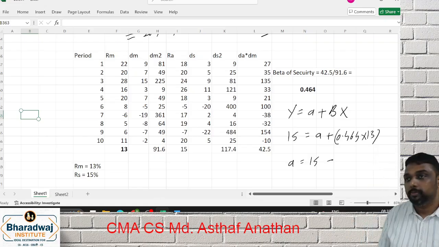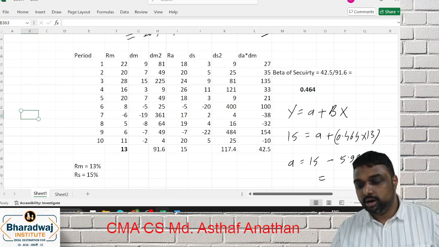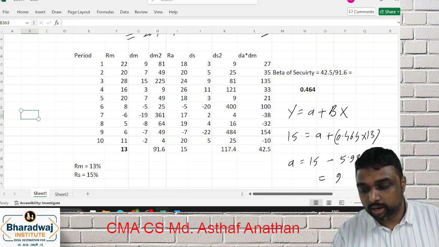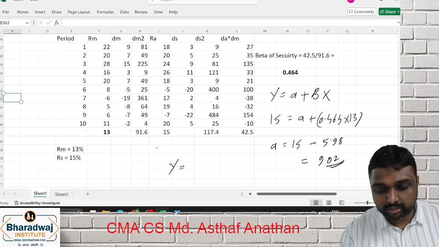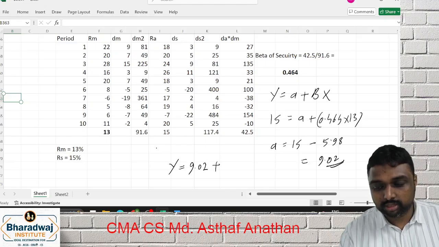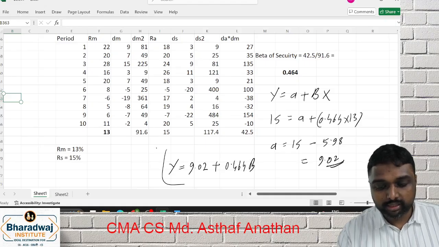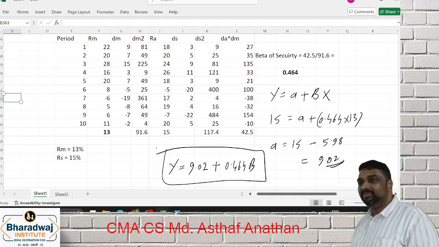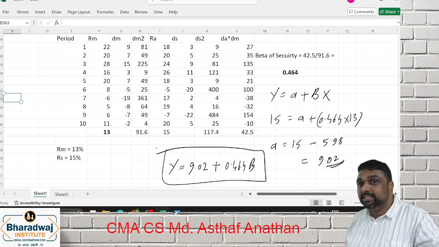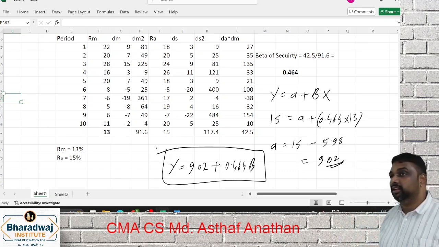What will you get? 5.98, so you get the A factor as 9.02. Now you have to write the characteristic line: Y is equal to 9.02 plus 0.464 X, where 0.464 is the beta. If they ask only for the characteristic line, this is the answer you have to write. As your beta keeps changing, your return will also change. A is the alpha, the constant factor in this case.